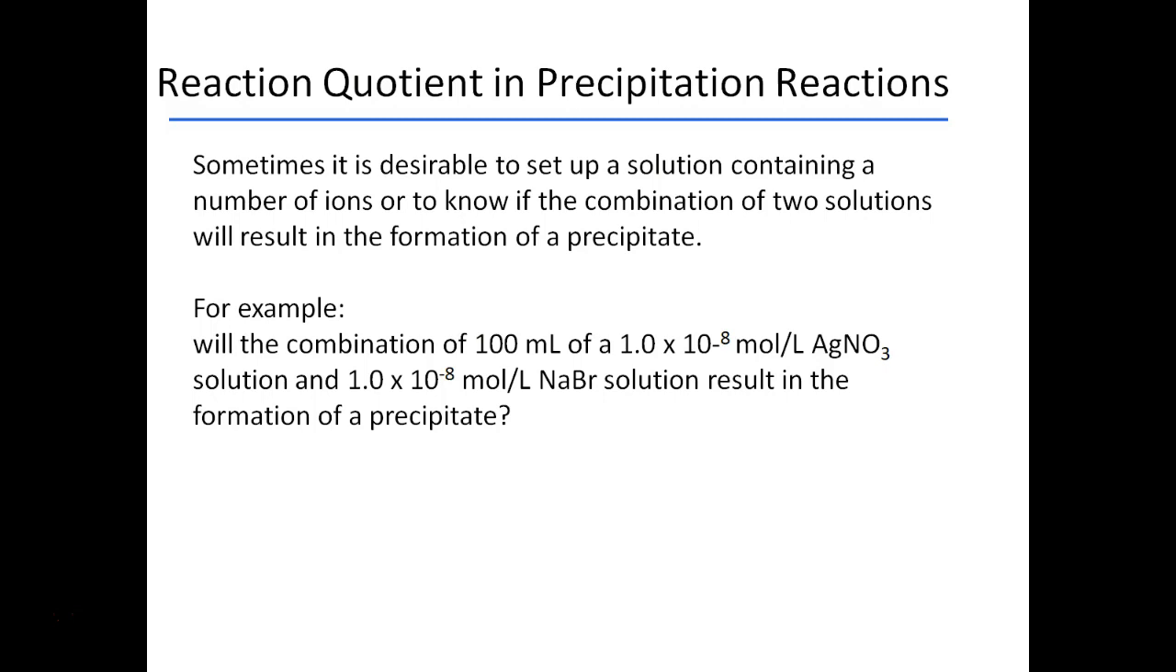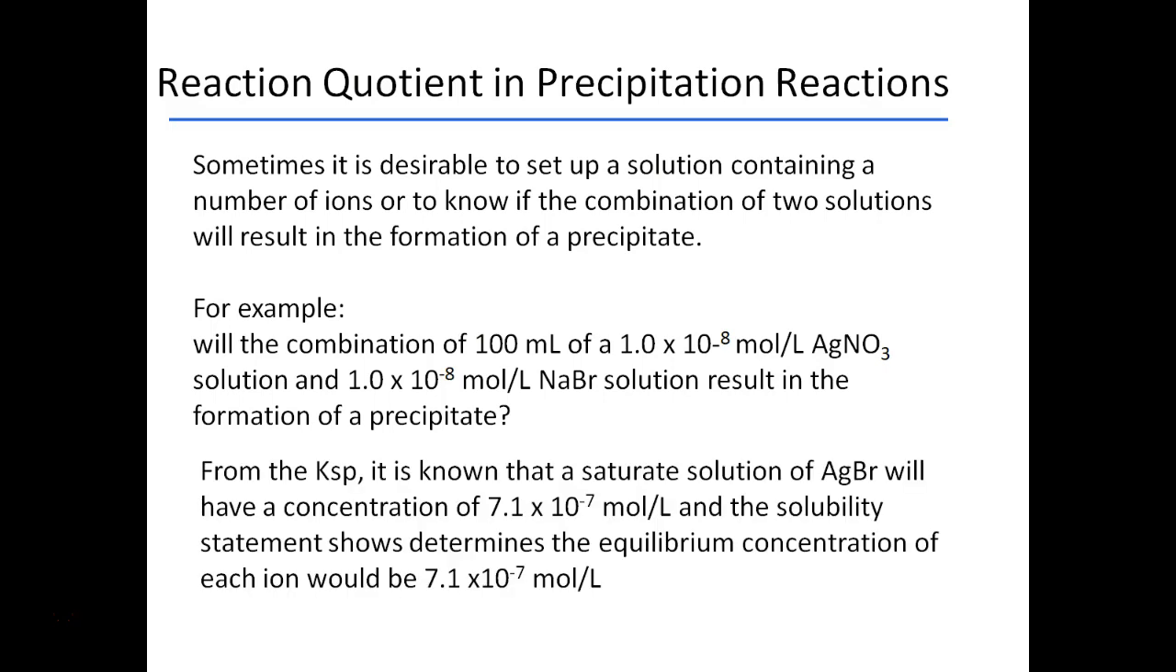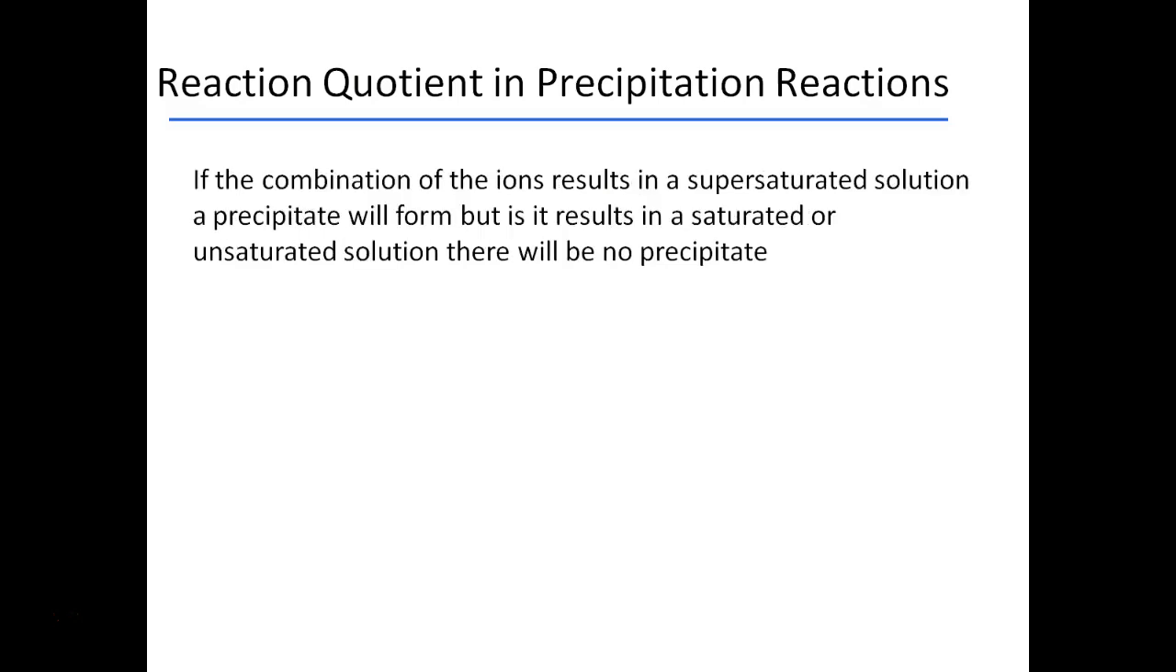One last thing that we can look at. One thing that we often will look at when we're dealing with solubility equilibrium is whether or not the combination of two solutions will result in the formation of a precipitate, especially if those two solutions contain an anion and cation, which combine to form an insoluble salt. So, for example, we'll know that a precipitate will form if the concentrations are above the solubility.